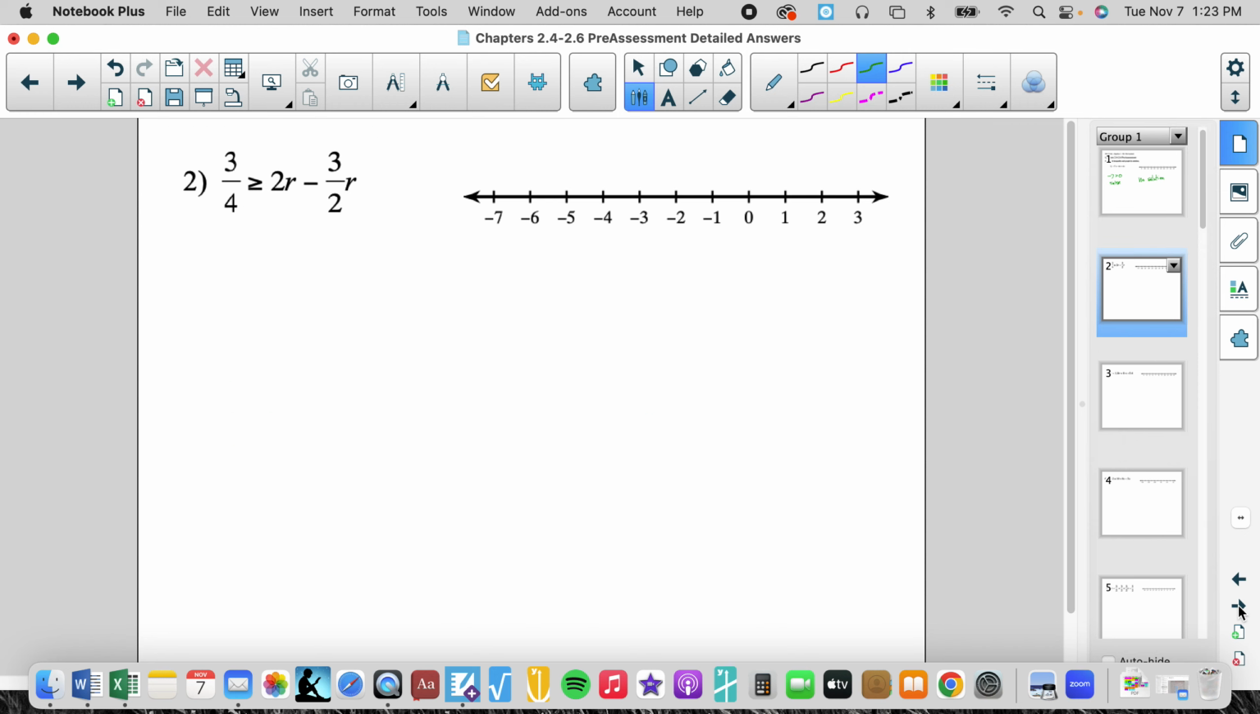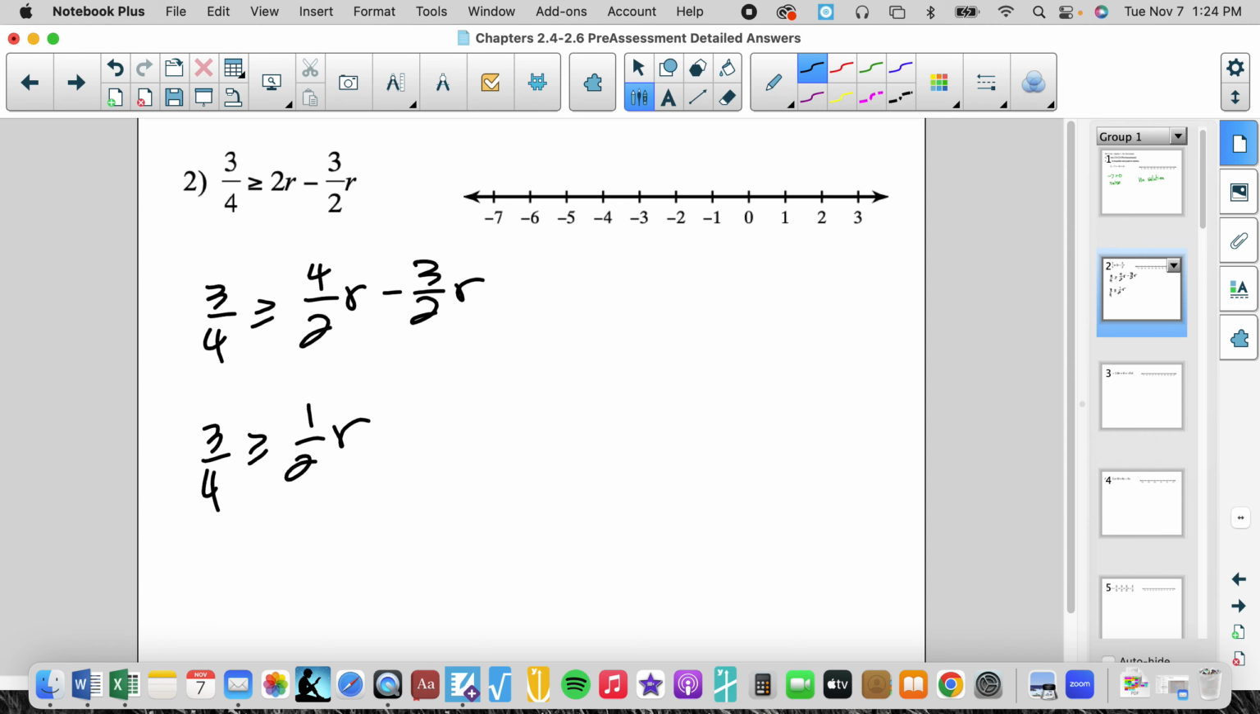solve this inequality. Now we throw in some fractions. We are going to simplify that right side, 2r minus 3 halves r. So we're going to convert 2r to 4 halves r. That's equivalent. Minus 3 halves r gives us 3/4 is greater than or equal to 1/2 r.